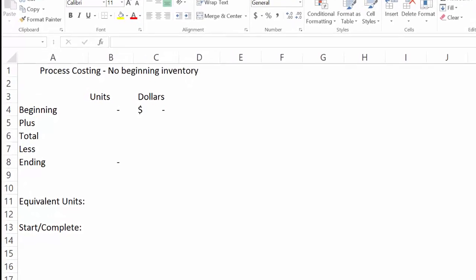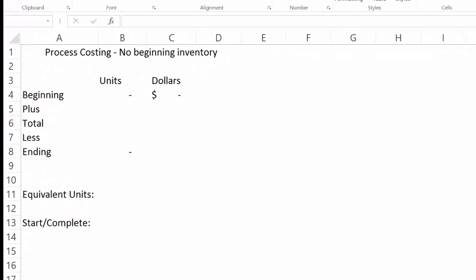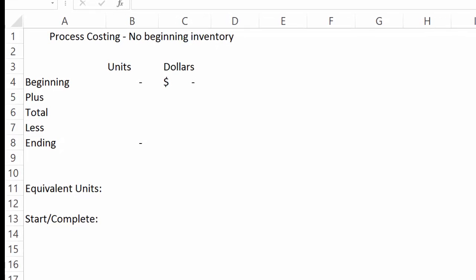You can see that I have a column for units and a column for dollars, and then a pretty typical set of descriptions: beginning inventory, and then what we add. So let's talk about what we add first. We're going to start out with one column for units. So let's assume that we started 280,000 units over the course of the month.